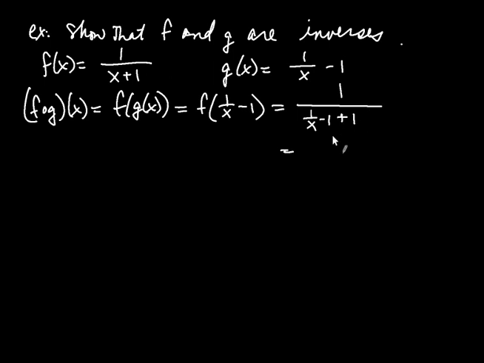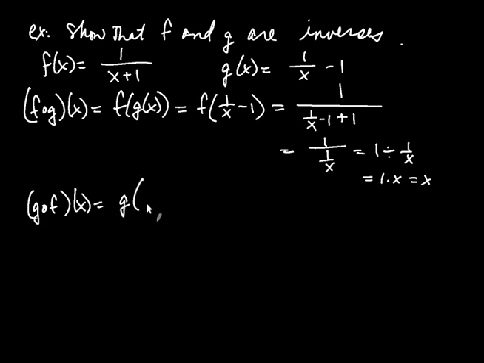So the negative 1 and the positive 1 cancel, and you have 1 divided by 1 over x, that's equal to 1 times the reciprocal, which is just x, and you just get x. That's the first part that we wanted to verify. Second part is we want to look at g composed with f of x. And that by definition is g of f of x. So we replace f with what it is, which is 1 over x plus 1. So it's g of 1 over x plus 1.